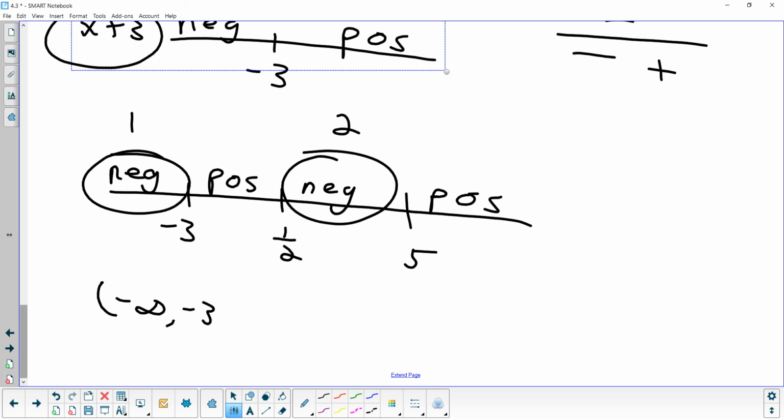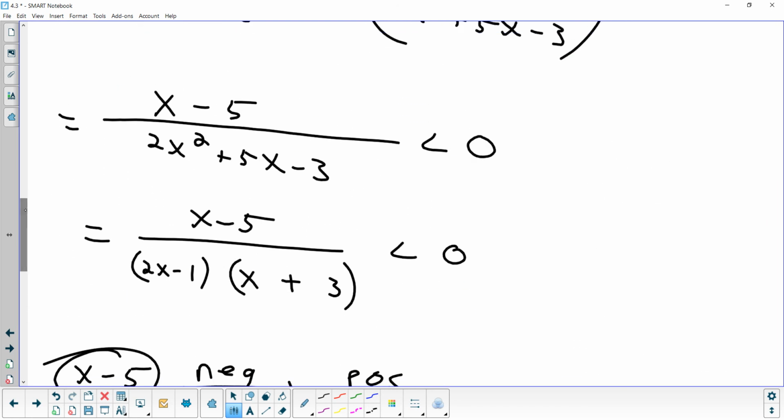And then, parentheses. Yes, do not put a bracket. That means include it. We can't include it, for 2 reasons. 1, it's said to be strictly less than. 2, if you include -3, you're dividing by 0. So 2 reasons why you don't want it.